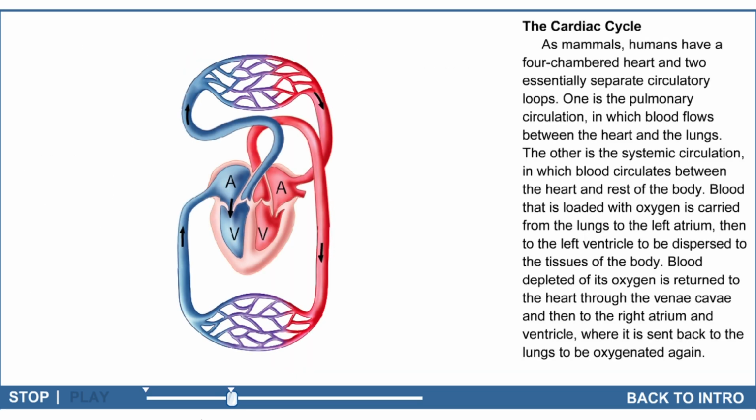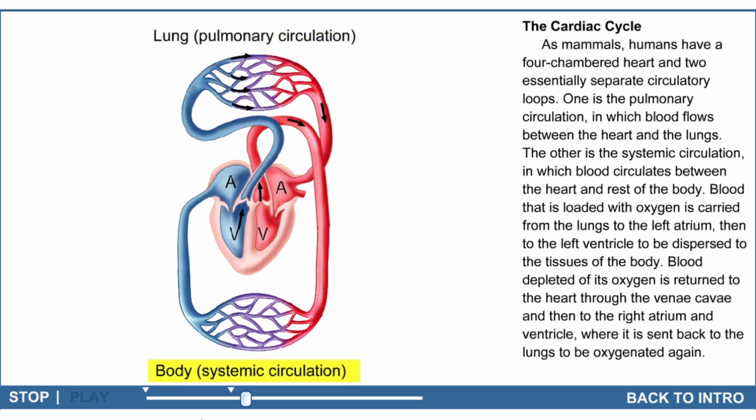As mammals, humans have a 4-chambered heart and 2 essentially separate circulatory loops. One is the pulmonary circulation, in which blood flows between the heart and the lungs. The other is the systemic circulation, in which blood circulates between the heart and the rest of the body.